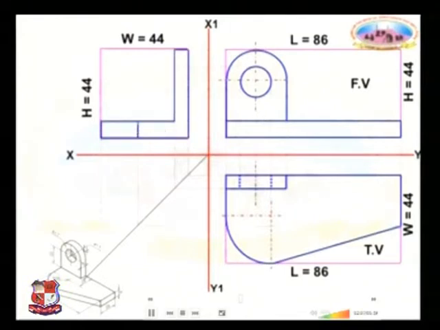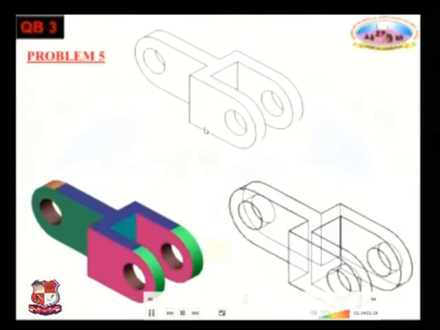And this is the side view. If you look from the side, it would appear like this. This is the center line of this hole, and these two dotted lines represent the edges of the hole.